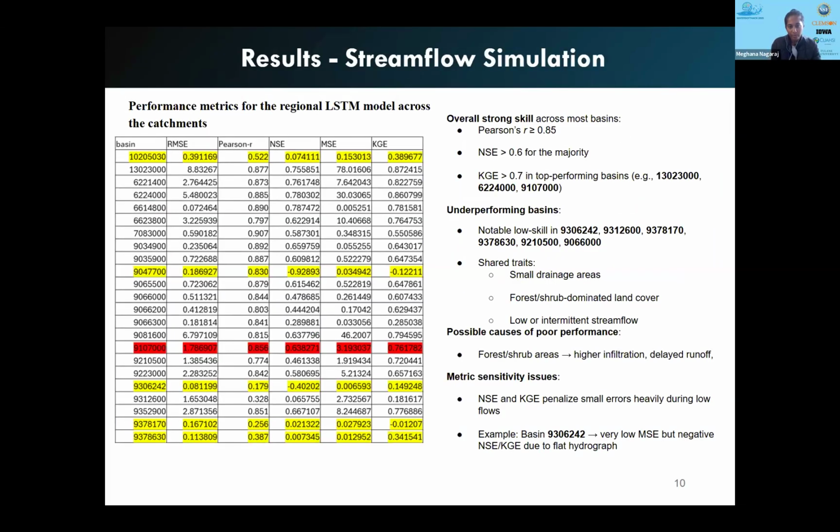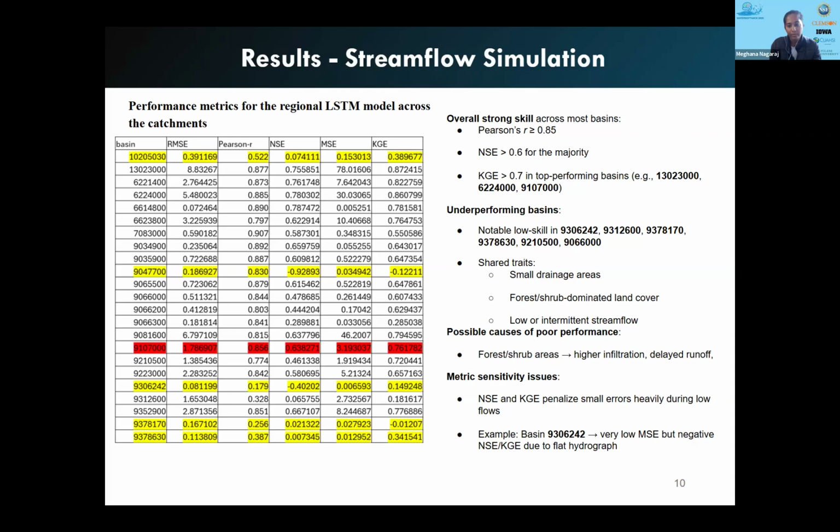So these are the performance metrics for the regional LSTM model across the 24 catchments. As you can see, when it comes to the overall skill, the correlation is about 0.85 for most of the basins, NSE is about 0.6 for the majority, and KGE is 0.7 in the top performing basins. There are also a few underperforming basins. So we tried to see why it is performing well in a few basins and not performing well in some of the basins.